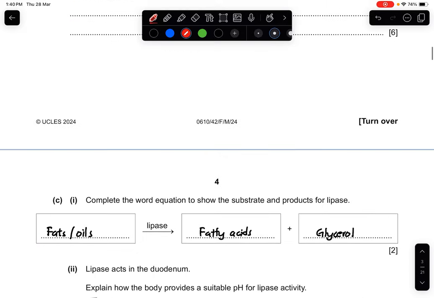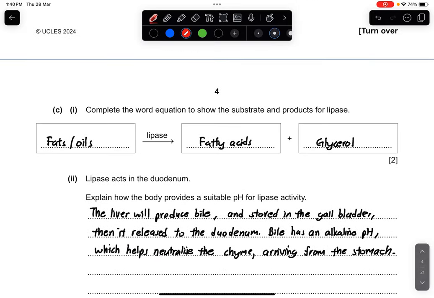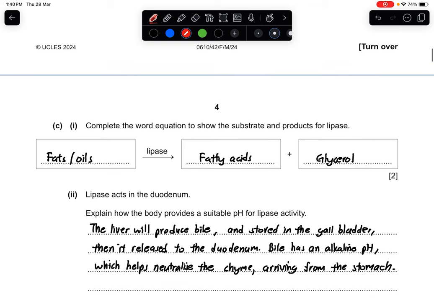Okay? So C part 1, complete the word equation to show the substrate and products for lipase. Lipase is an enzyme deriving from the word lipid.